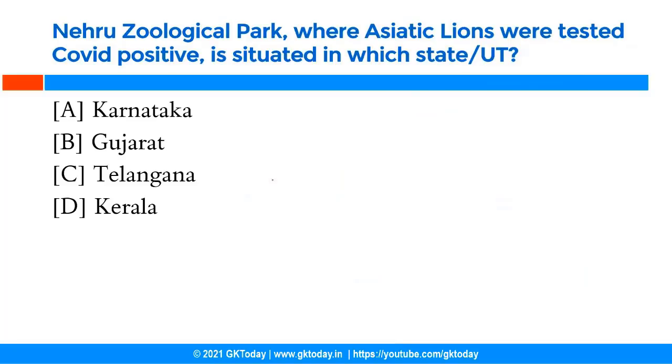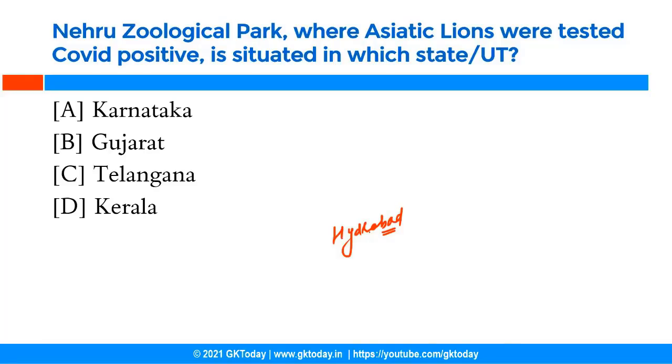Next question is, Nehru Zoological Park, where Asiatic lions tested COVID positive, is situated in which state or union territory? So this zoological park is situated in Hyderabad. So the correct answer is Telangana. Now, recently it was in news because the first case of COVID in a lion was detected.